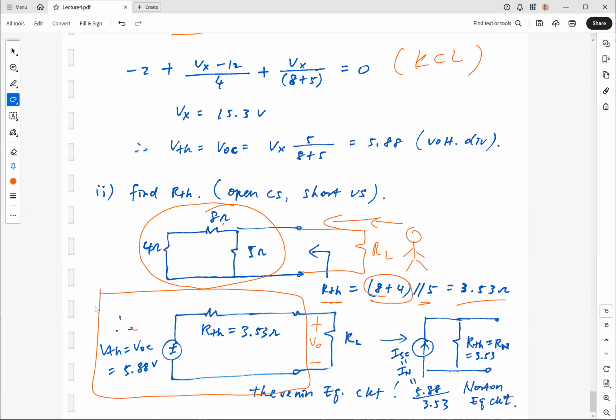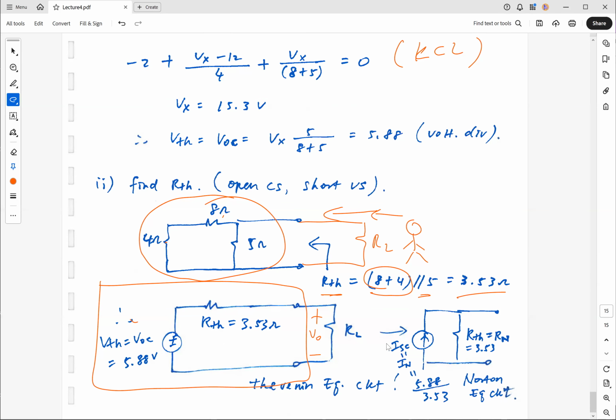The second part of the question is you need to convert it into the Norton equivalent circuit. This part is pretty straightforward because we know how to use source transformation already. We can go from Thevenin to Norton quite easily by performing ST. I have ISC, IN, which is simply taking this voltage source divided by the resistor, so 5.88 divided by 3.53, and then in parallel with this resistor RTH with a resistance of 3.5 ohm. Same resistance, 3.5 and 3.5. RTH and RN are the same.